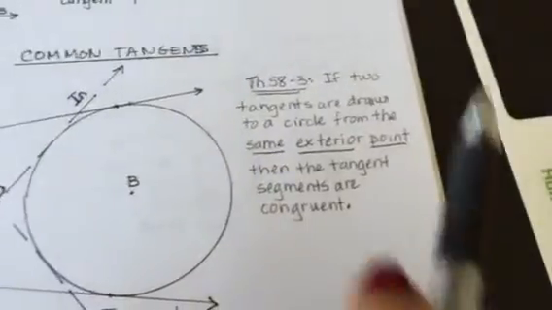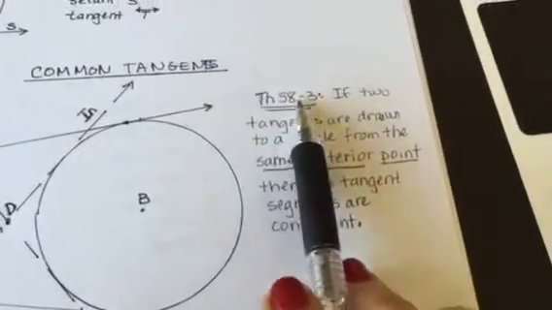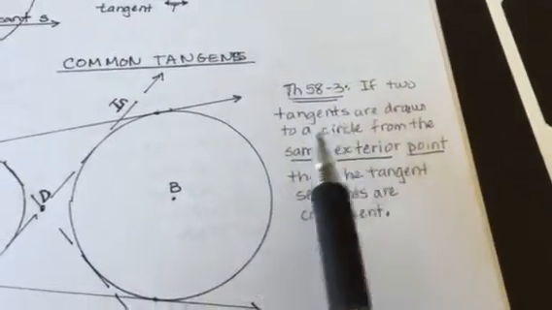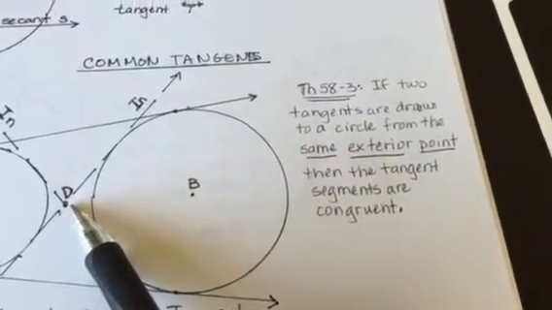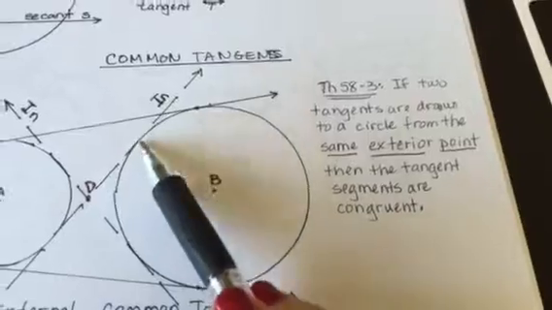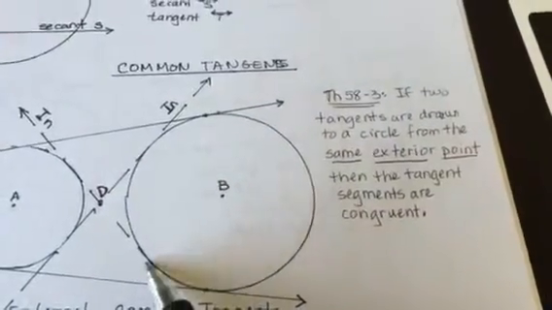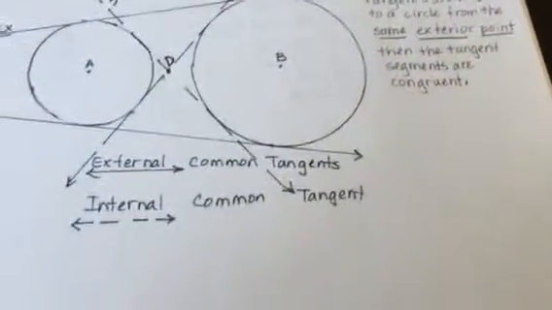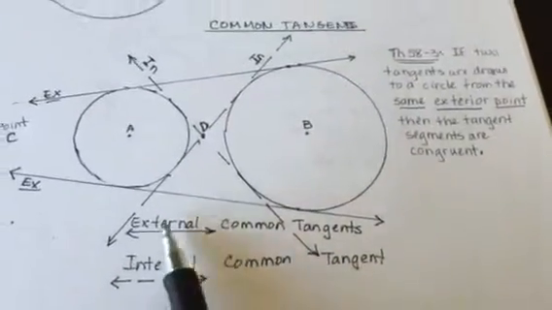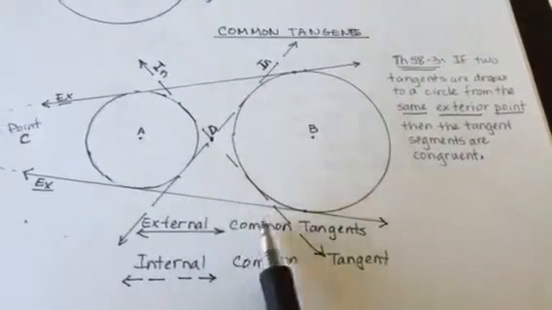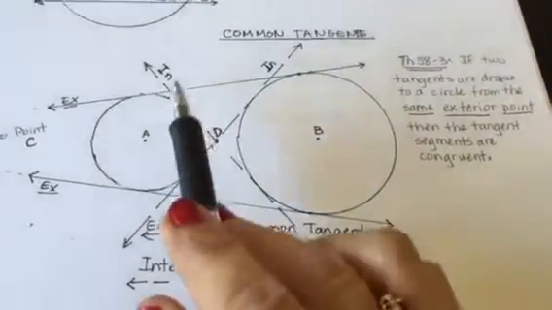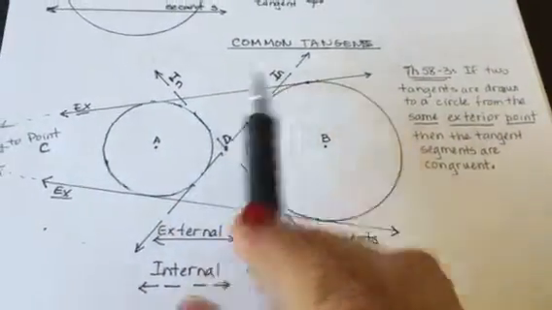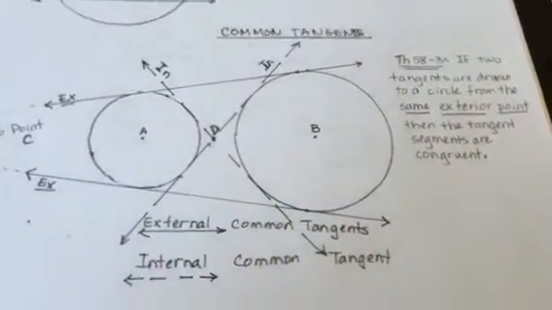I will review this over here. Remember, Theorem 58.3: if two tangents are drawn to a circle from the same exterior point, then the tangent segments to the circle are congruent. I labeled them external as the solid line for common tangents and the dashed line for the internal.